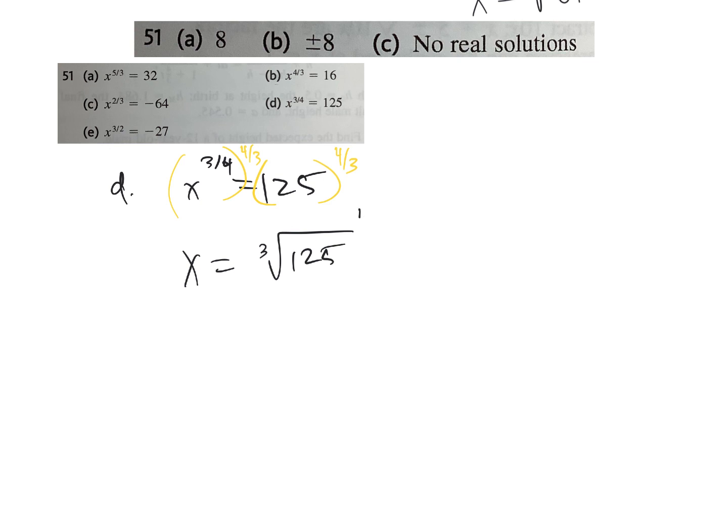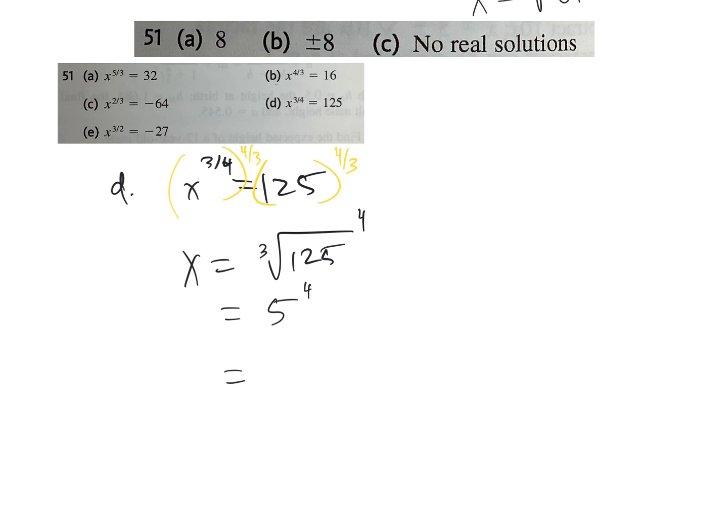D is x to the 3/4 equals 125. So raise it to the 4/3. And we get x equals the cubed root of 125 to the 4th. Cubed root of 125 is 5. Got to raise that to the 4th power.